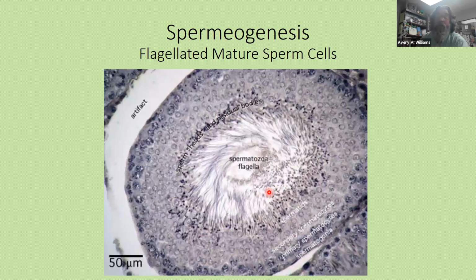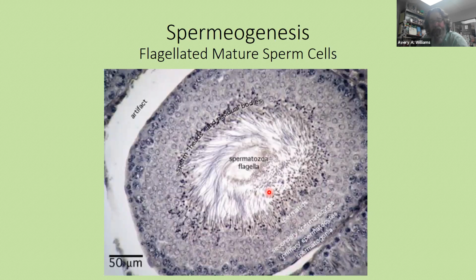So this is what it looks like in a rat. A rat sperm, human sperm, not exactly alike. All animal sperm are a little bit different, but generally this is what all the sperm in seminiferous tubules would look like. And so there you go. So how's that?